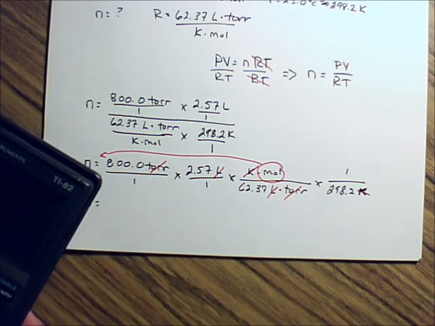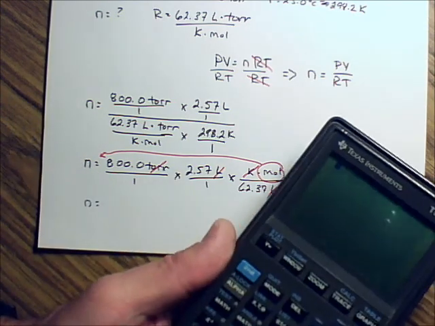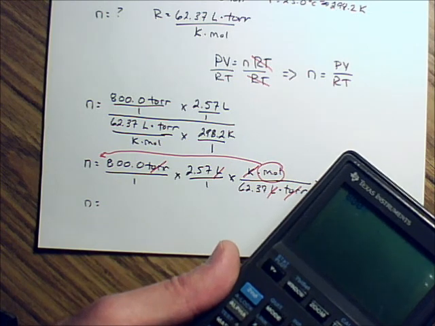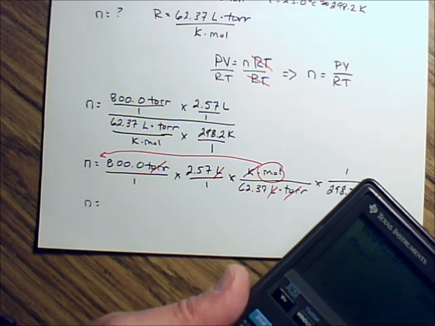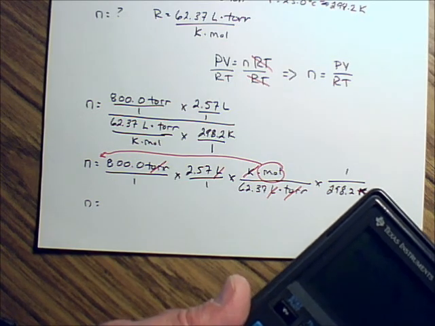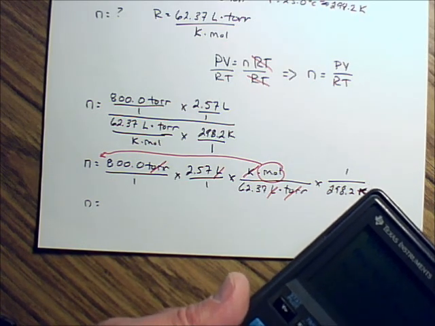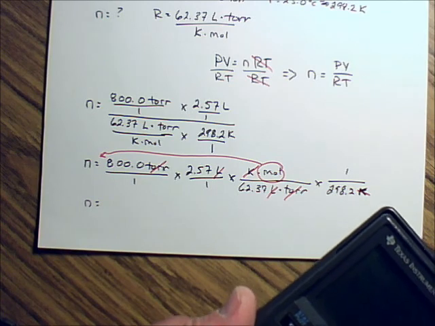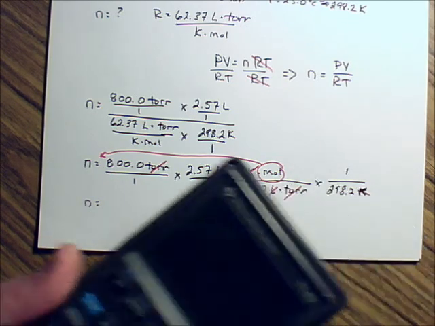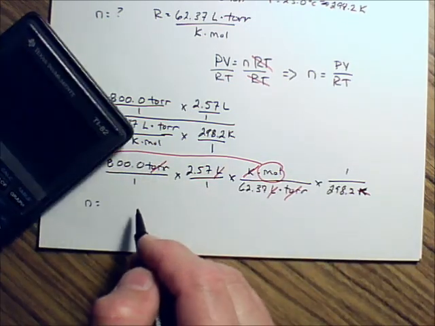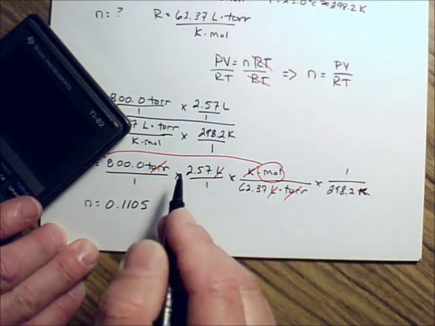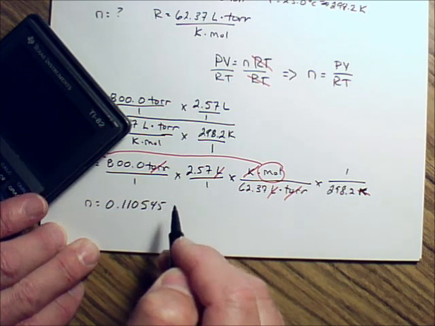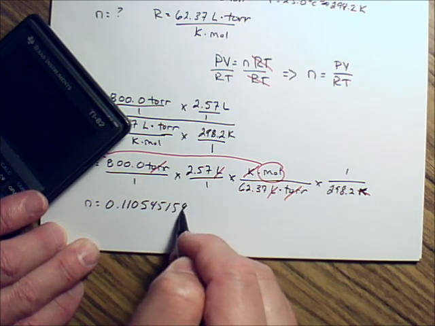Wait a minute, I've done something wrong here. Let me do it again. I hit a button wrong. 800 times 2.57, enter, divided by 62.37, enter, divided by 298.2, enter. And the number of moles I get is 0.1105451586.